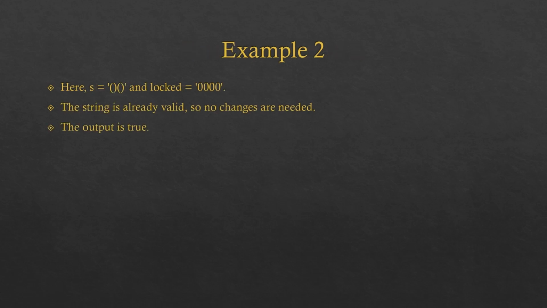In example 2, the string S is already valid. The string is balanced and the locked string is 0000, allowing us to make no changes. Thus the output is true because the string is already a valid parenthesis string.